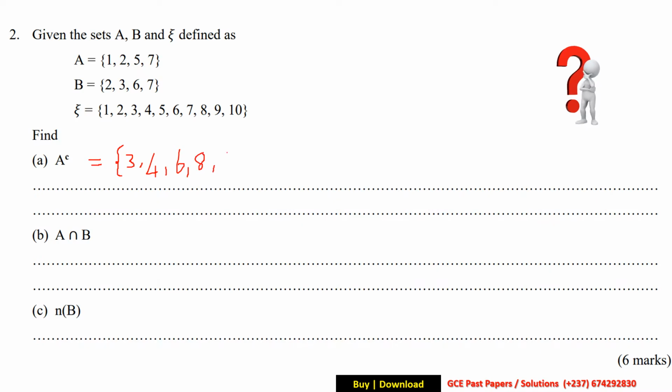9 is not there. I'll take 9, and I'll take 10. So this is A complement, or A prime. They can write A to the power C or A to the power 1. That's A complement or A prime.